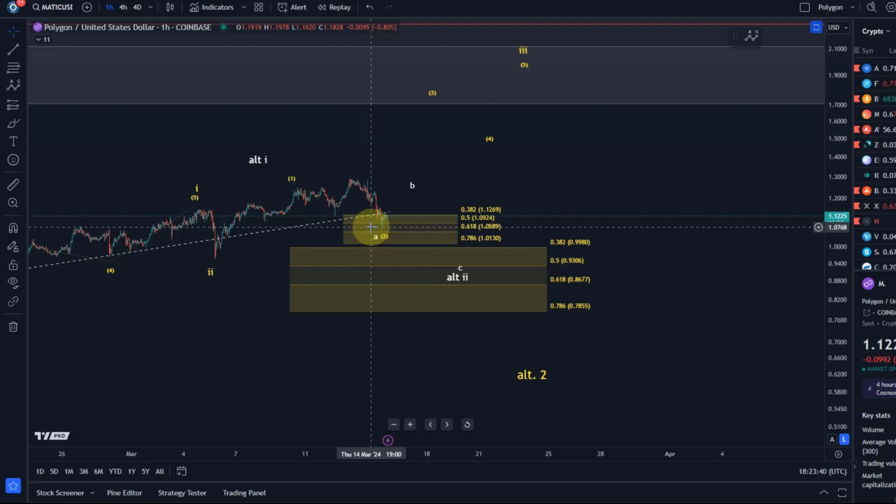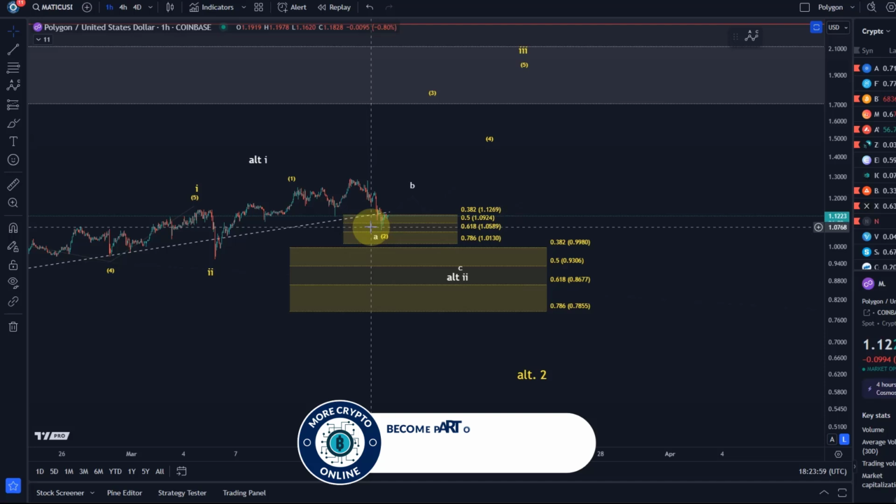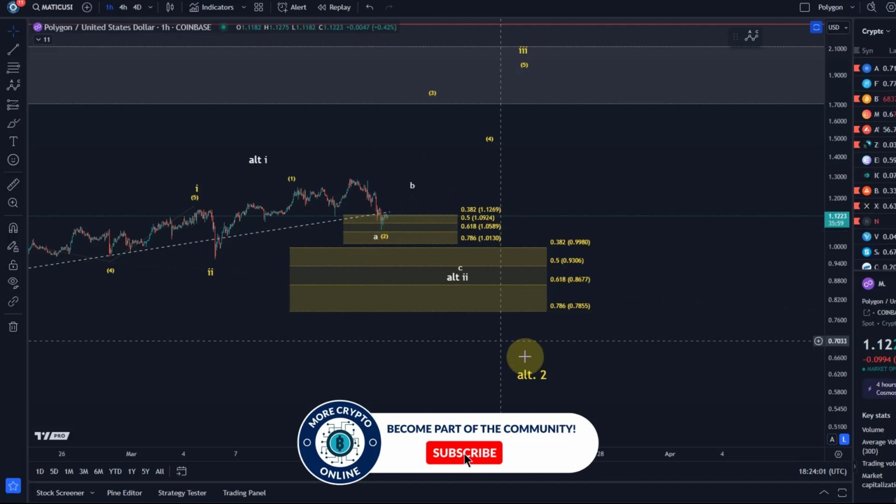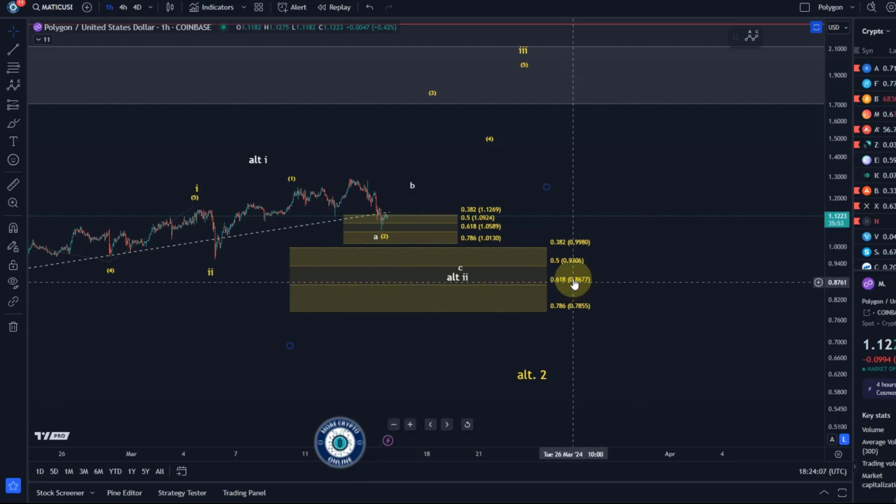So you see it on the chart that there's a scenario in which the wave 2 in white could still work out, or it's, let's say, the alternative count in which a larger wave 2 is unfolding. And in this scenario in which a larger wave 2 is unfolding, the support area is between 99.8 cents and 78.5 cents, with additional support levels at 93 and 86 cents.